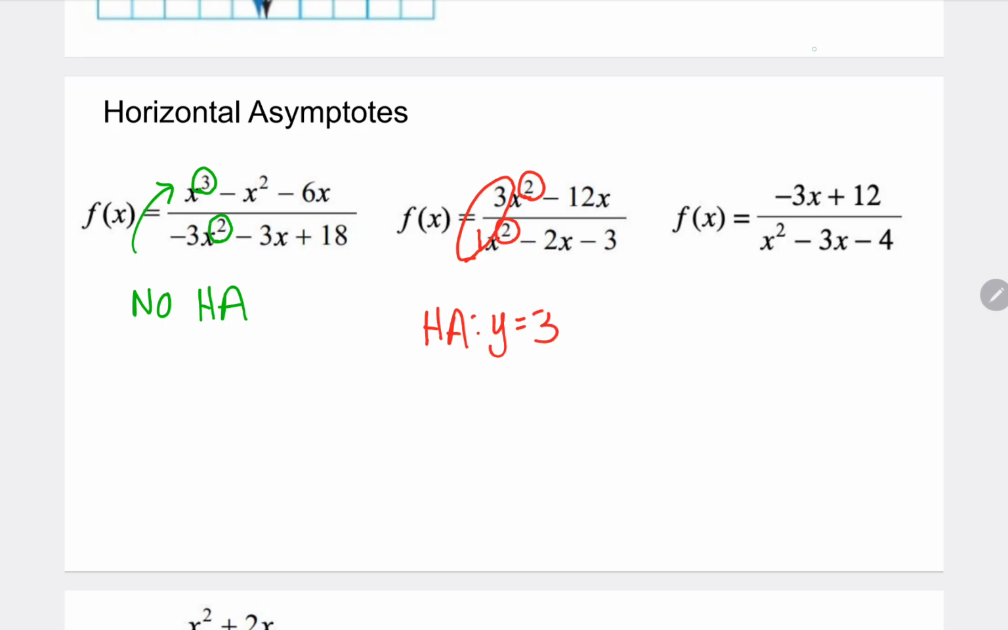And the last example is one where the degree is bigger in the denominator. The numerator is linear. The denominator is a quadratic. The higher degree is in the denominator. When that happens, the horizontal asymptote is always at y equals 0, or the x-axis, like that parent function we saw on the first slide.